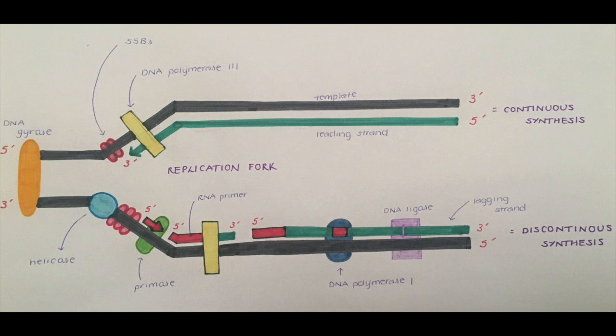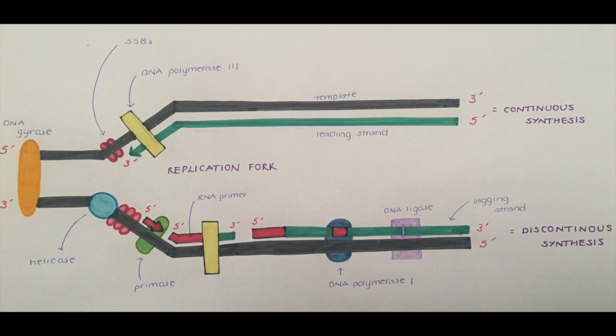Helicase breaks hydrogen bonds to unwind and expose the template DNA. Single-stranded binding proteins, the pink shapes, bind and prevent secondary structures forming. As helicase moves along the strand, the fork will also move in this direction, creating torsional strain ahead. DNA gyrase, the orange oval, is a topoisomerase that relieves this strain.